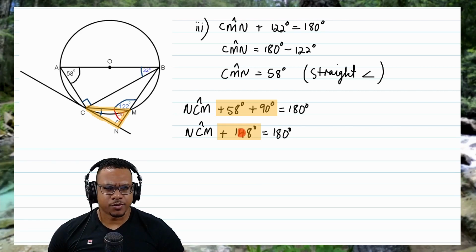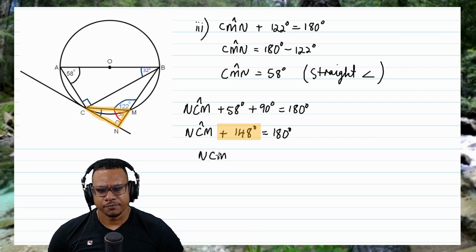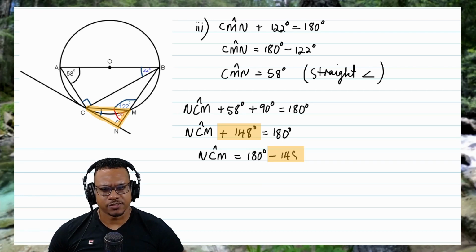And now I'll transfer this positive 148 degrees across the right hand side. It will turn negative 148 degrees. So I'll have angle NCM is equal to 180 degrees take away 148 degrees, which is equal to 32 degrees.